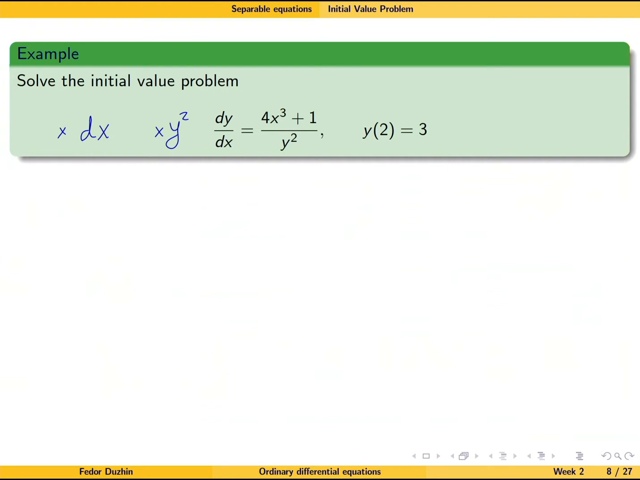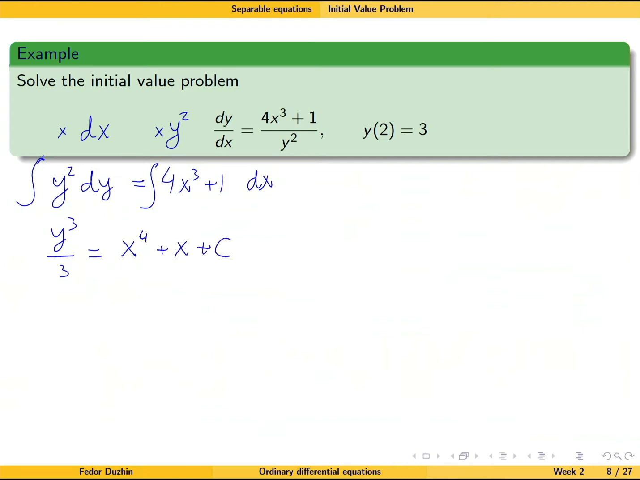So then on the left-hand side, we are going to get y squared dy. And on the right-hand side, we are going to get 4x cubed plus 1 times dx. And then we write the integration sign. Now we've got to find the antiderivative. So here we get y cubed over 3 equals the antiderivative of 4x cubed is x to the 4 plus x plus constant.